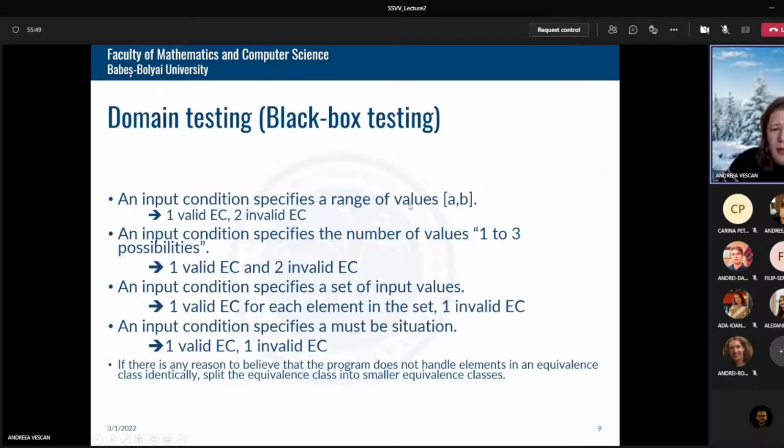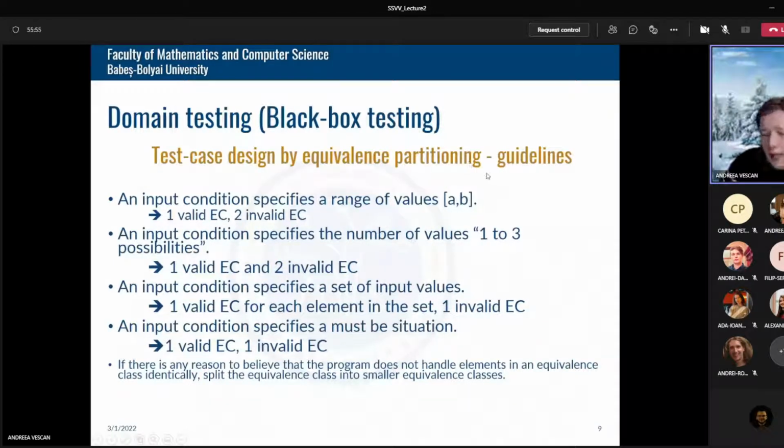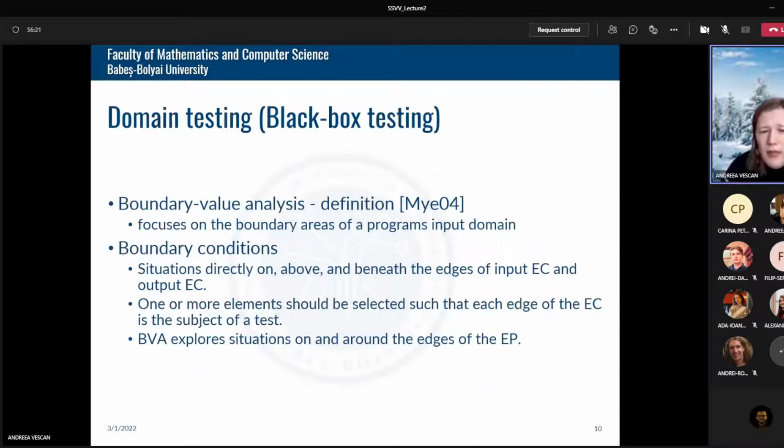Here are some examples, and some guidelines. If you have an interval, you need to create one valid equivalence class, a test case inside the interval, and two invalid equivalence classes from outside the interval. You can read more about this, and we will also be able to practice more in the second seminar and the second laboratory. For boundary value analysis, in order to create test cases based on this method, you also need to create test cases at the boundary of the equivalence class.